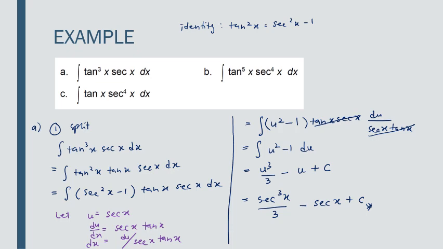Okay, B, you all do it. I give the answer. The answer of B is secant to the power of 8x over 8 minus secant to the power of 6x over 3 plus secant to the power of 4x over 4 plus c. So that is the answer for B.